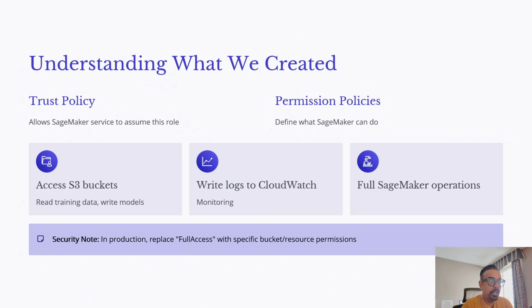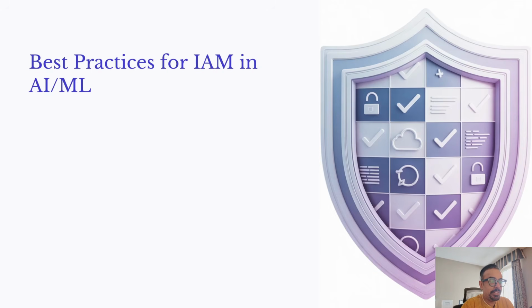Now the security note: we are doing this just for our training purpose. In production, replace the full access SageMaker policy with specific buckets, resource permissions, and limits. So that is very important. Now let's cover essential best practices for IAM in AIML workloads. Following these guidelines prevents security incidents and keeps your ML infrastructure secure in production.